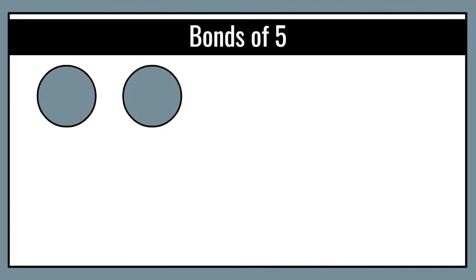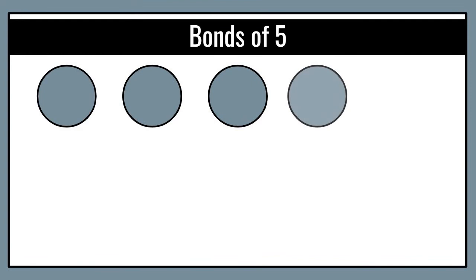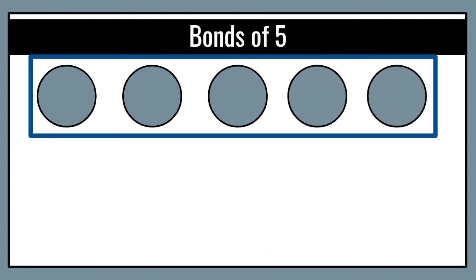The first activity that we are going to start with is bonds of 5. What is bonds? Bonds are 2 or more things that you put together to make one whole. In this activity, we are going to see what numbers we can put together to make 5. Help me count our dots. 1, 2, 3, 4, 5. Well done. This is our 5 dots.